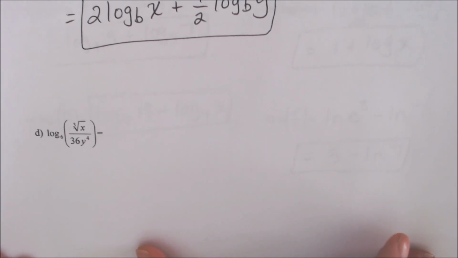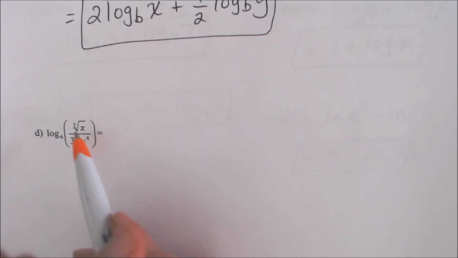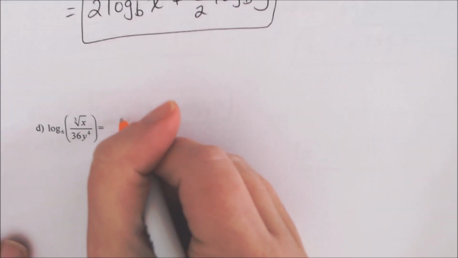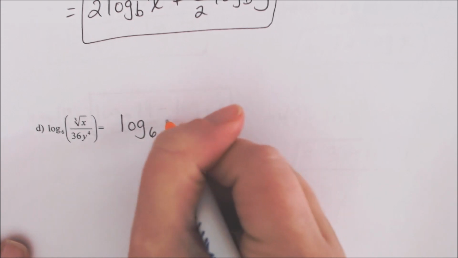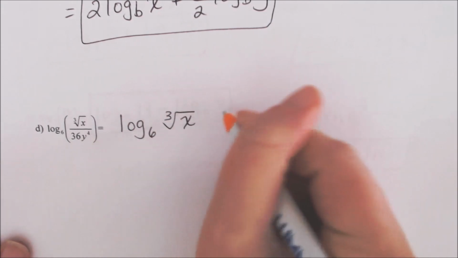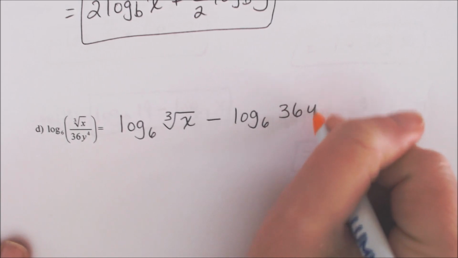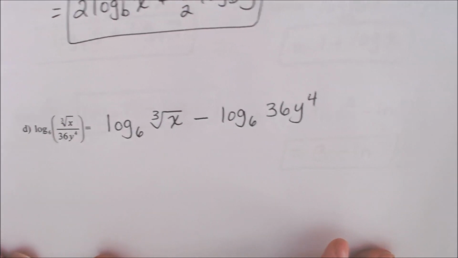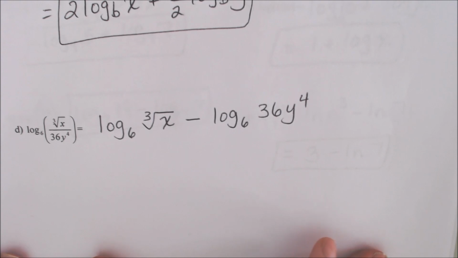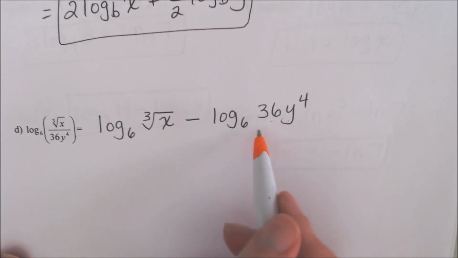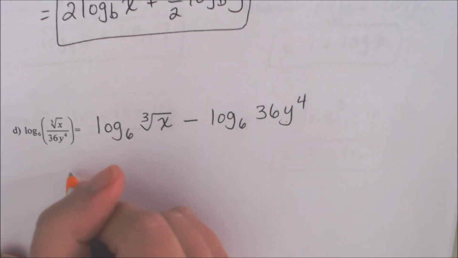Last example here, we've got log base 6 of the cube root of x divided by 36y to the 4th. So I would go ahead and take care of the division, the quotient, using the quotient rule first. I'm dividing something, so let's separate that into separate logs by using subtraction. So this becomes log base 6 of the cube root of x minus log base 6 of 36y to the 4th. Now you notice we have something being multiplied, the 36 times the y to the 4th, so we can expand that using addition. So let's rewrite the whole thing.